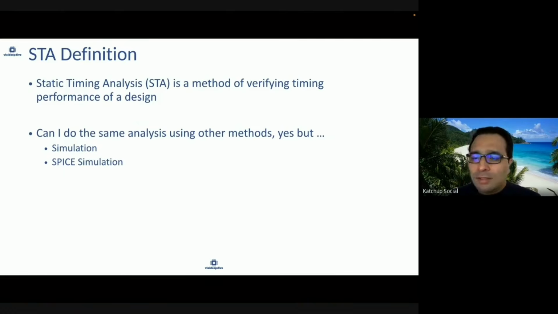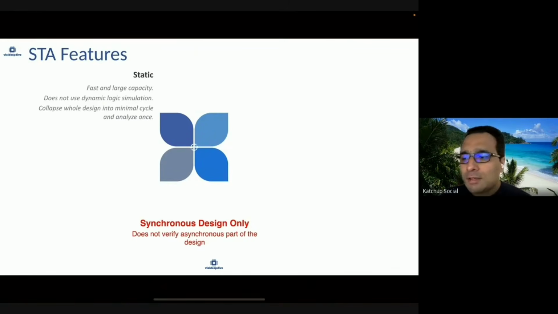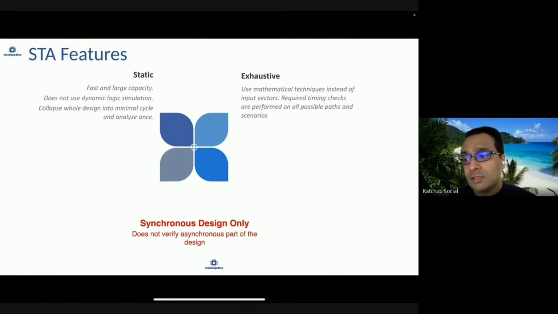So let's understand various features of STA. STA is static in nature. What is the meaning of static? It does not run dynamic simulation. It does not depend upon test benches or test vectors. Because of that, it can be fast and can run on large capacity designs. It's exhaustive. It uses mathematical techniques instead of input vectors. So required timing checks are performed on all possible paths and scenarios. So it's exhaustive in nature.